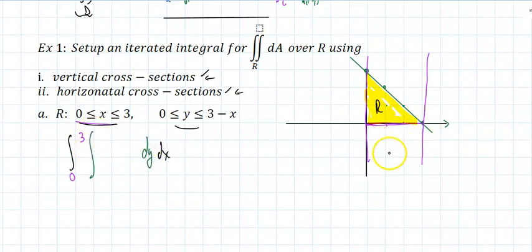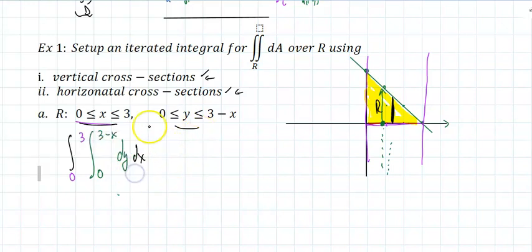Then y is going to run, because my width is right there. Y is going to run. Where does y start? Y starts at 0. And if I put an arrow, where does y terminate? Y terminates at 3 minus x. Or I could look at this the other way around.